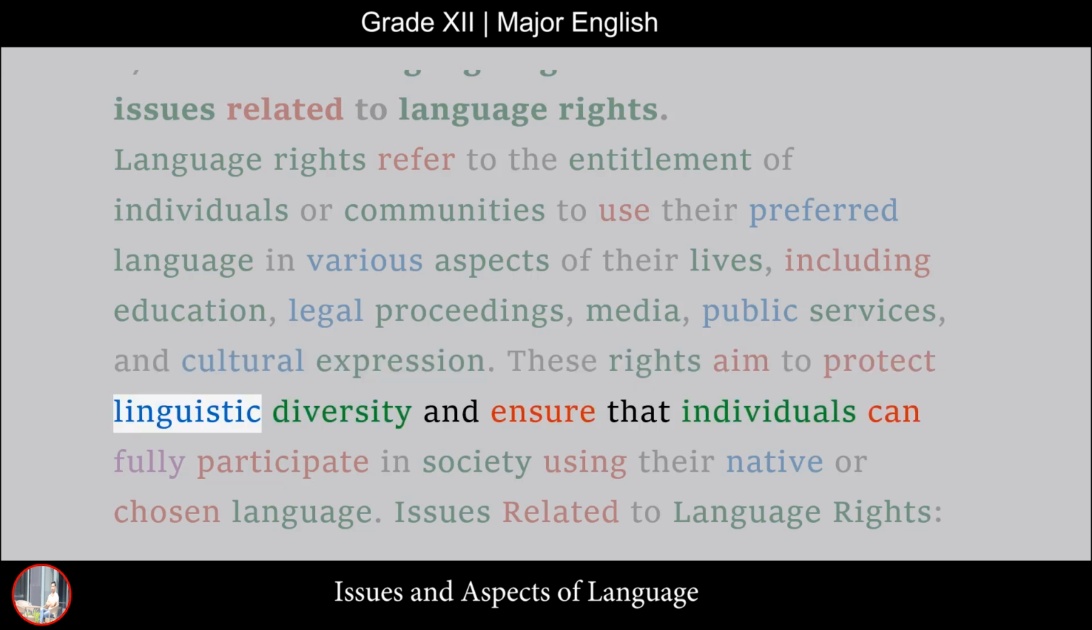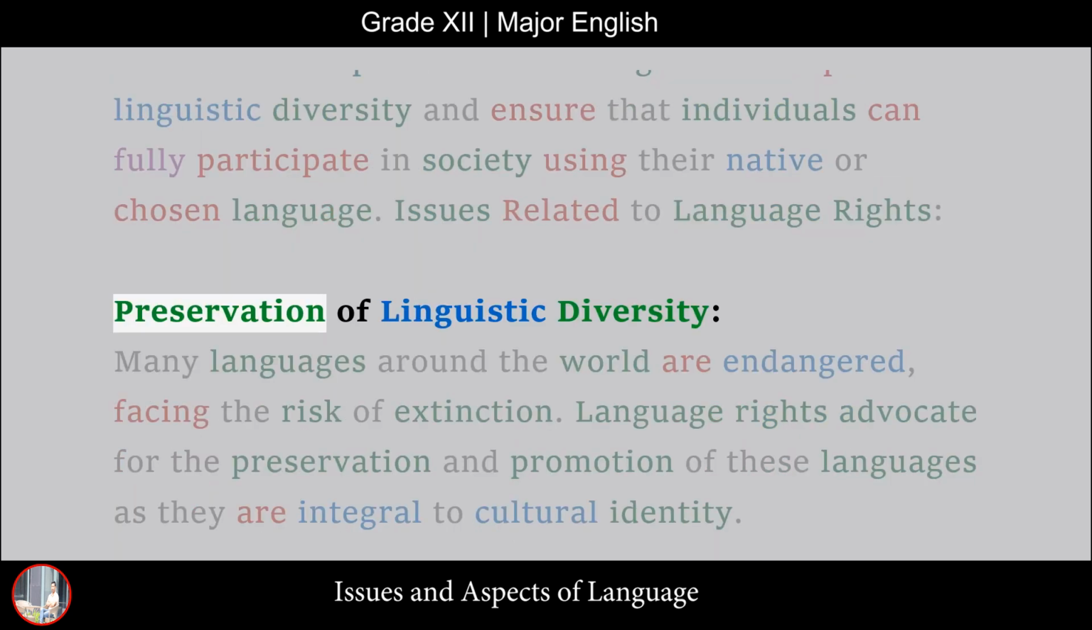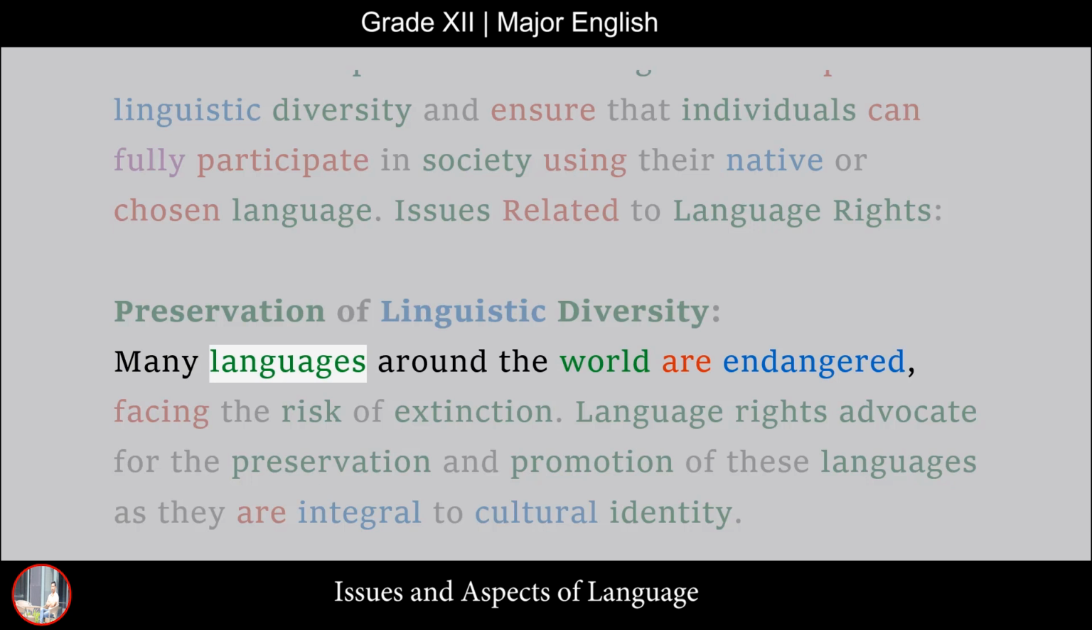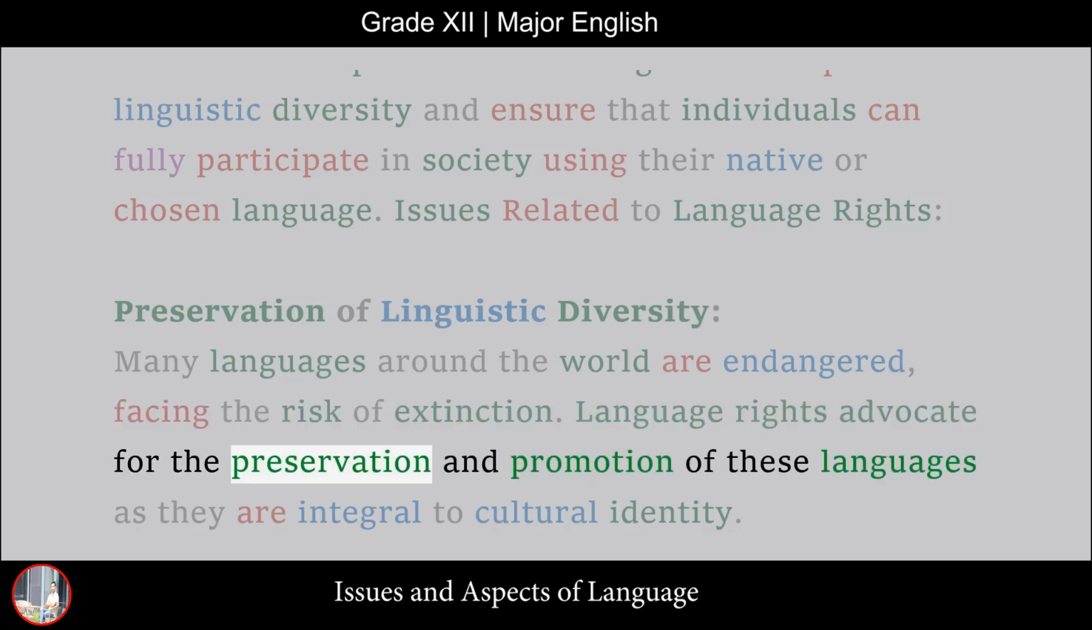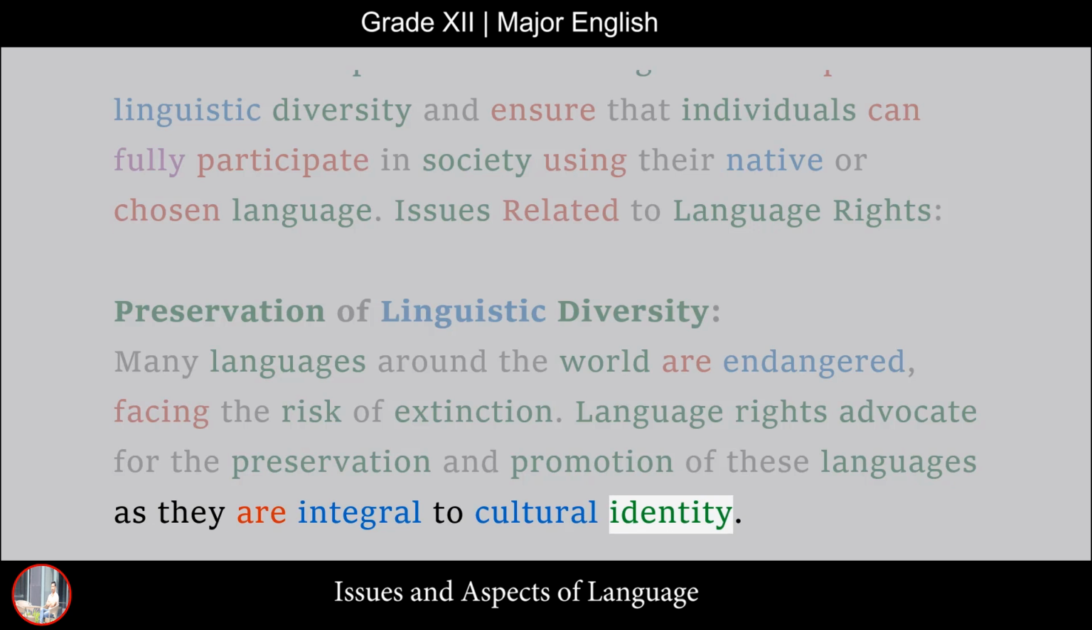These rights aim to protect linguistic diversity and ensure that individuals can fully participate in society using their native or chosen language. Issues related to language rights. Preservation of linguistic diversity. Many languages around the world are endangered, facing the risk of extinction. Language rights advocate for the preservation and promotion of these languages as they are integral to cultural identity.